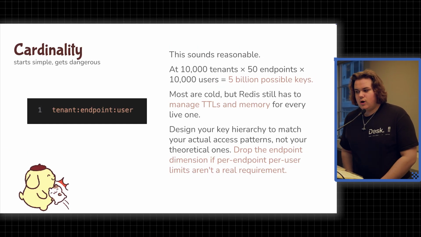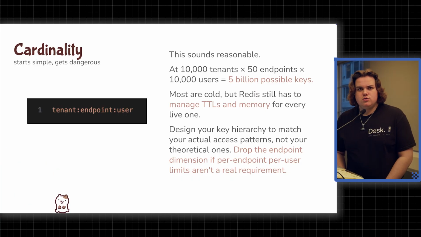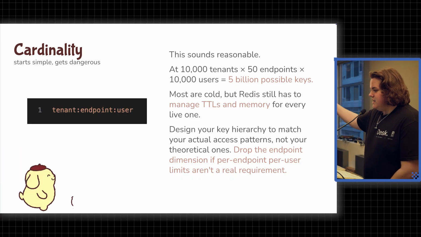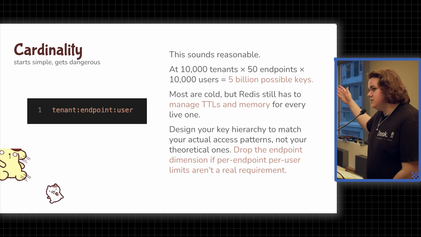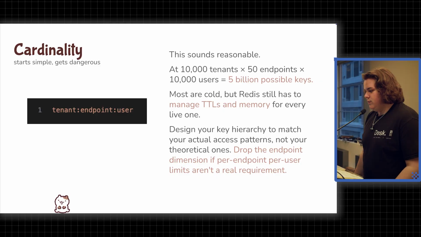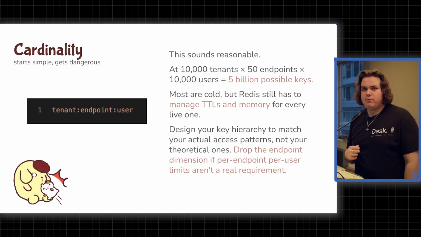And cardinality is also something that seems really simple and really trivial. People will just sort of choose one at random, but this can be pretty dangerous. If you have 10,000 tenants, 50 endpoints, and 10,000 users, this could mean 5 billion possible keys. Depending on which are cold and which are hot, Redis still needs to manage the TTLs in the memory for each key that you're inputting. So you need to think, do I actually need the key to be this specific, or can I make it more broad as a whole so Redis doesn't need to manage so much in its memory?